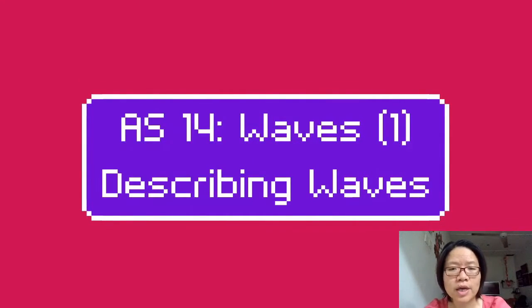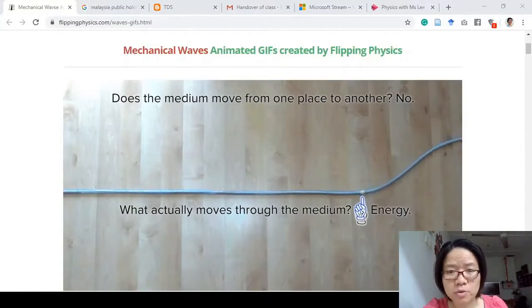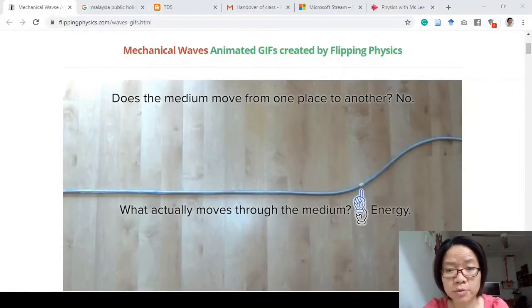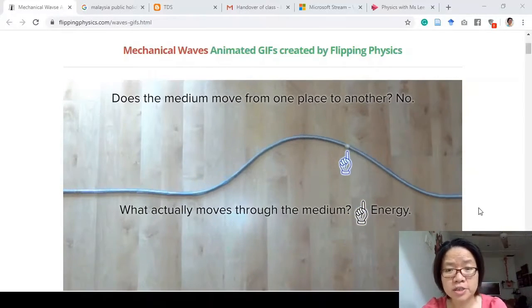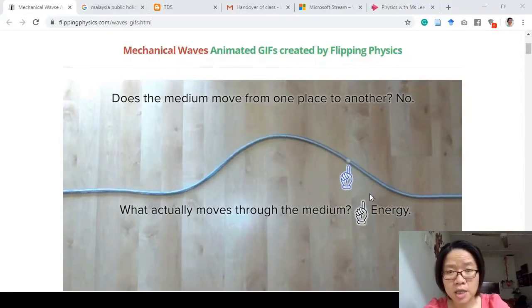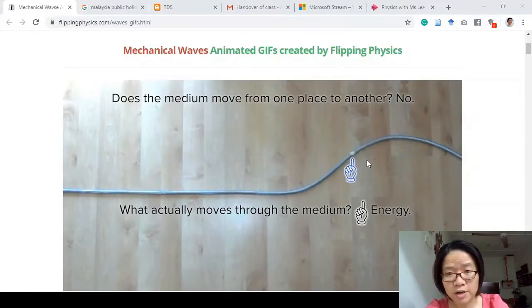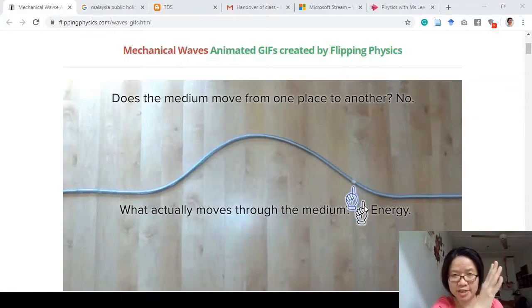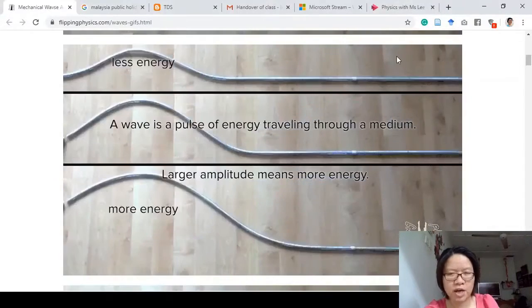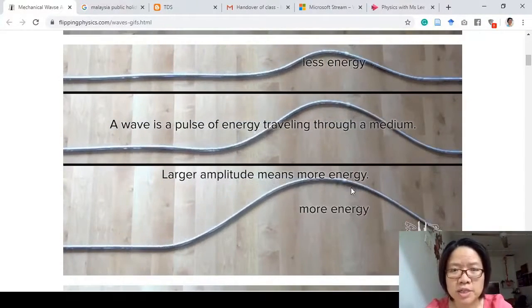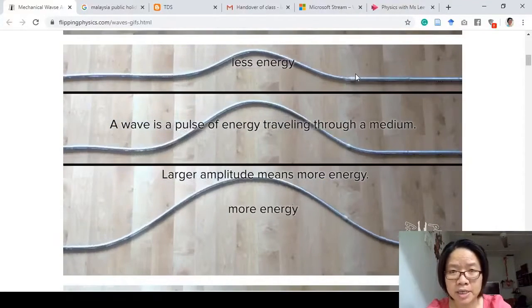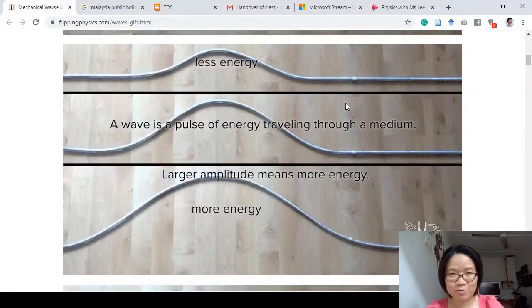Okay, hello. Today we are going to talk about waves, right? So here from the website Flipping Physics, which by the way is pretty cool and you should visit, you will see a GIF of a wave profile traveling across the screen. Now note that the shape is moving from left to right, but the energy, or the particle, that little sticky tape, is only moving up and down. Okay, so you can see that energy is traveling but not the particle. Particles only move up and down.